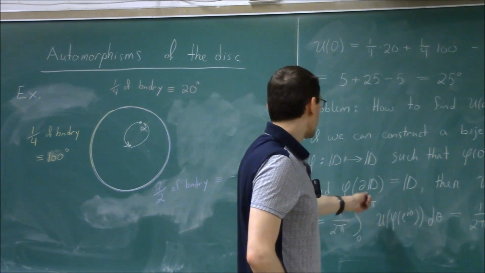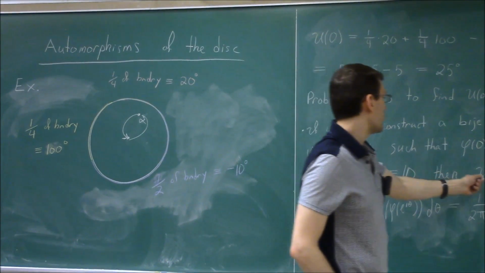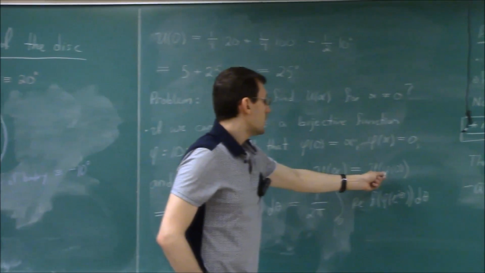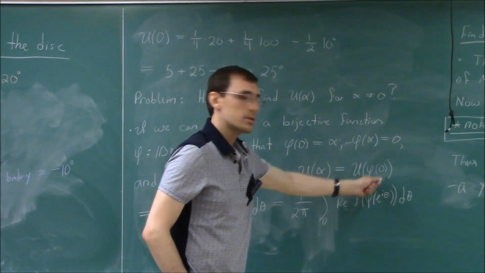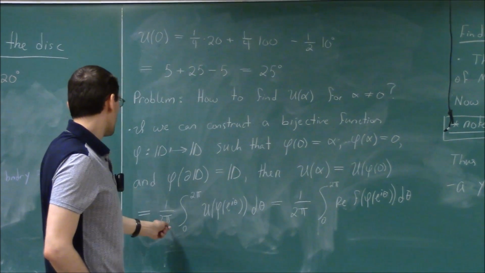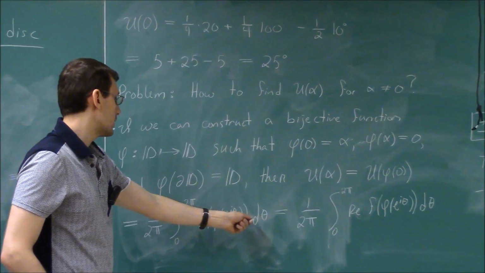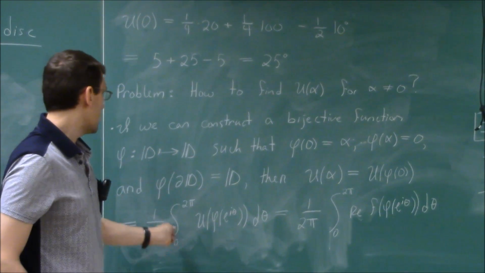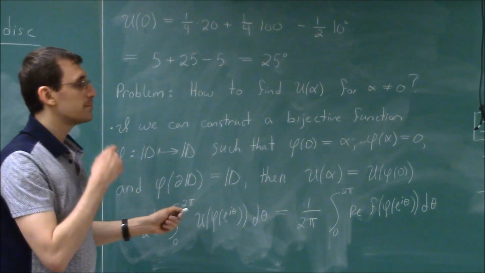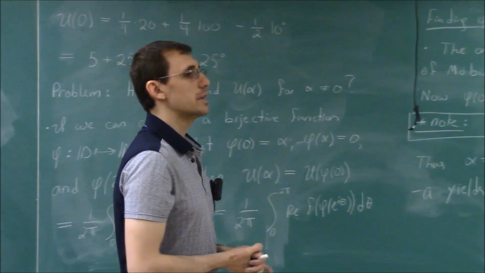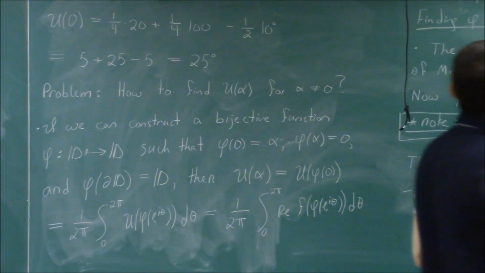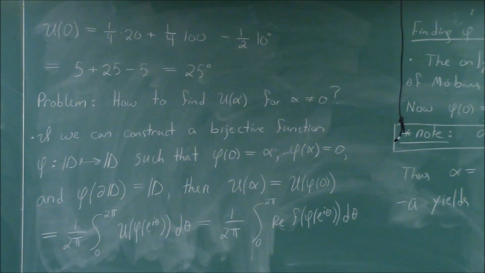So here is how that function would work. Then we would have that u of alpha is u composed with phi of 0, which is 1 over 2 pi, integral from 0 to 2 pi of u of phi of e to the i theta d theta, which is, again, a new weighted average. So let's try to see where we can find such a function using its properties.